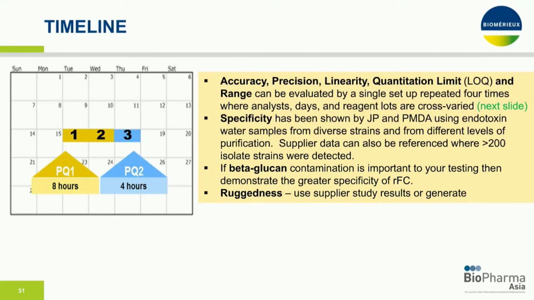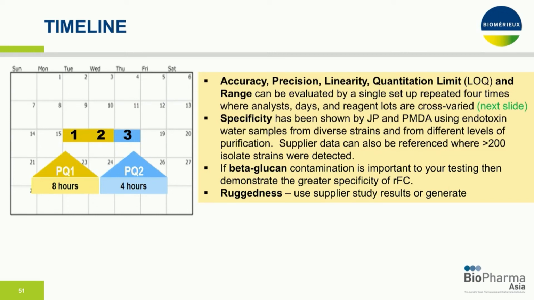The timeline, people generally think this takes longer than it does. If you do your homework and get the testing organized, you can really get it done in 3 half days of testing. So if we look at the PQ1, the USP 1225 accuracy, precision, linearity, these can be evaluated by a single setup repeated 4 times. 2 analysts, 2 days, and 2 reagent lots are cross-varied, and we'll show the template setup for that.